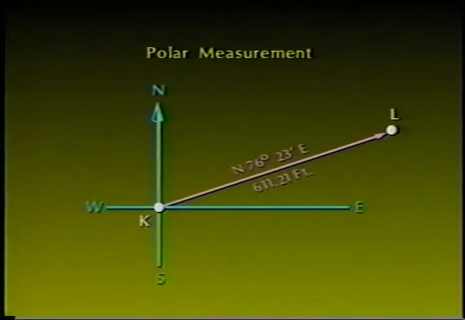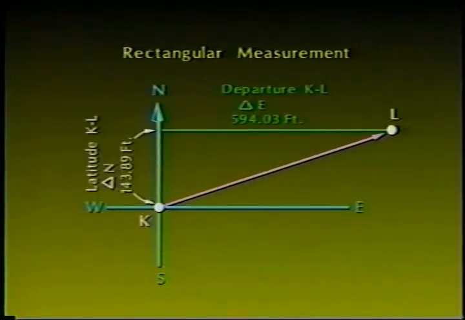611.21 feet. Rectangular location ties a found point to a known location by two distances that are perpendicular to each other and usually aligned north and east as shown in this graphic. Note that point L is referenced to point K by a departure or easting of 594.03 feet and a northing or latitude of 143.89 feet. Northings and eastings are also called delta Y and delta X respectively. Y and X are the standard designators for north and east distances in all trigonometric calculation procedures.